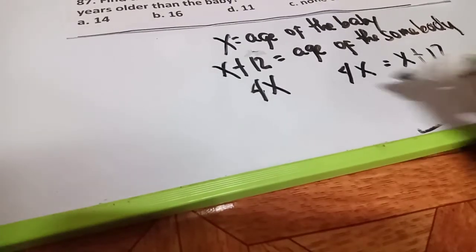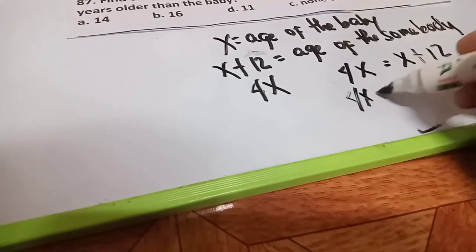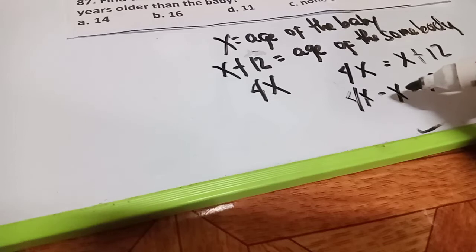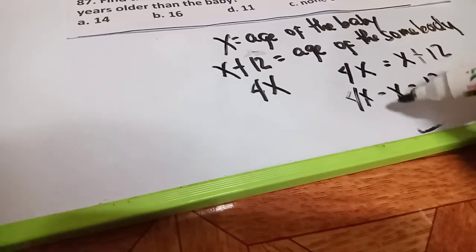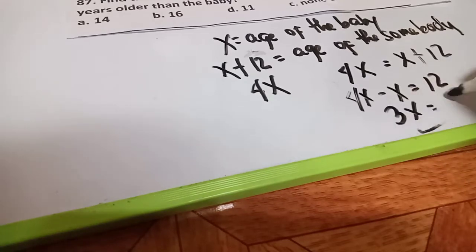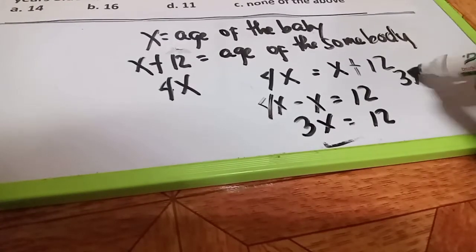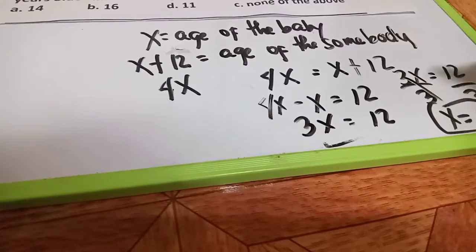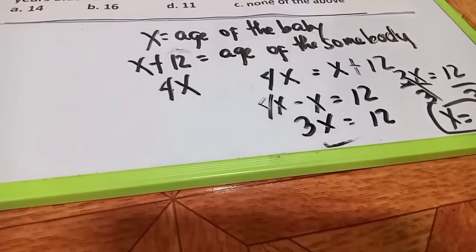And we will have 4x minus x is equal to 12. And then the answer is 3x is equal to 12. Then 3x, 12 over 3, over 3. So x is equal to 4. So this will be the age of the baby.